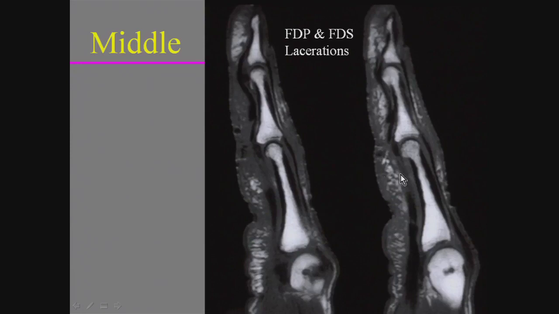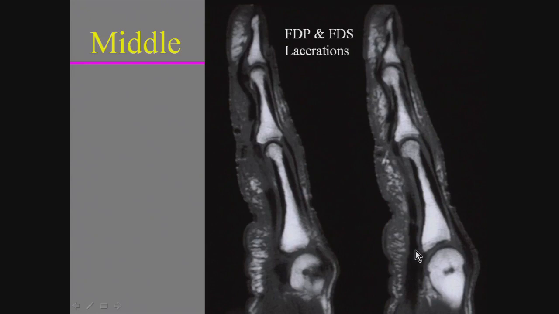For the middle finger, both the profunda and the superficialis are involved. So when we look at the profunda tendon, which inserts out at the distal phalanx, we follow it down here to about the level of the A4 pulley. It's lacerated. You can see here's where the repair of the soft tissue laceration occurred, and it's retracted all the way back to the A1 pulley level.